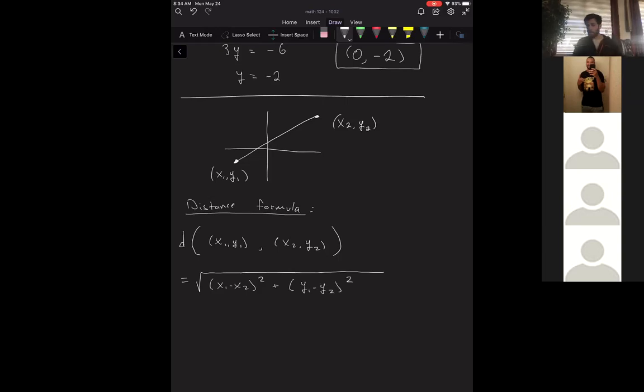And it doesn't matter which order you subtract the x's and the y's in. Sometimes you can do x2 minus x1, y2 minus y1, and square it. In this particular formula, you could even do x1 minus x2, and then y2 minus y1. You can even switch up the order and square it. It doesn't matter for this formula. But with that being said, it's just easier to memorize one way. So just do x1 minus x2 squared, and then y1 minus y2 squared.